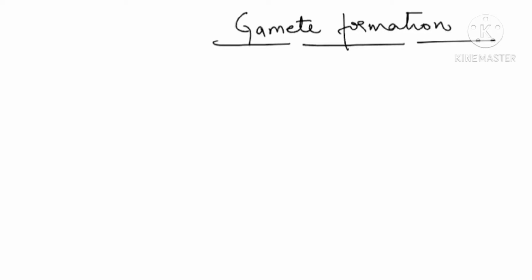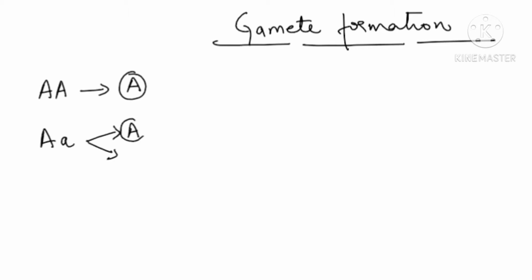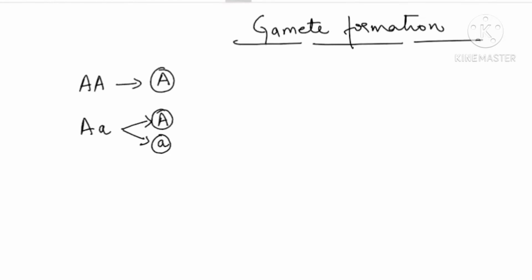So in this video we are going to study gamete formation, how gamete formation is done. Now, according to Mendel, homozygous will make only one type of gamete. Is it clear? That is only capital A. But if it is heterozygous, then it will make two types of alleles. Clear? So homozygous makes only one type of gamete and heterozygous will make two types of gametes because of the segregation of alleles. I hope you have understood this much.